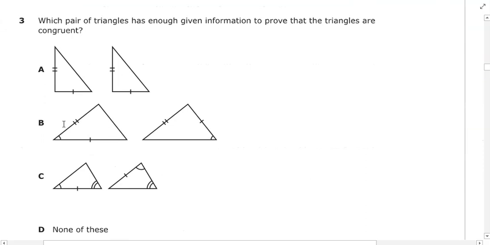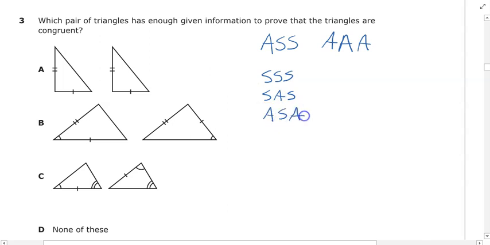For question three, which pair of triangles has enough given information to prove that triangles are congruent? So hopefully you remember that there were five ways for proving congruency and two that don't work. The two that didn't work were donkeys and batteries, or angle side side and triple A batteries. All the rest of the combinations do work for proving congruency in terms of angle and side combinations. So we have side, side, side, side, angle, side, angle, side, angle, angle, angle, side, and RHL, which stands for right hypotenuse leg.